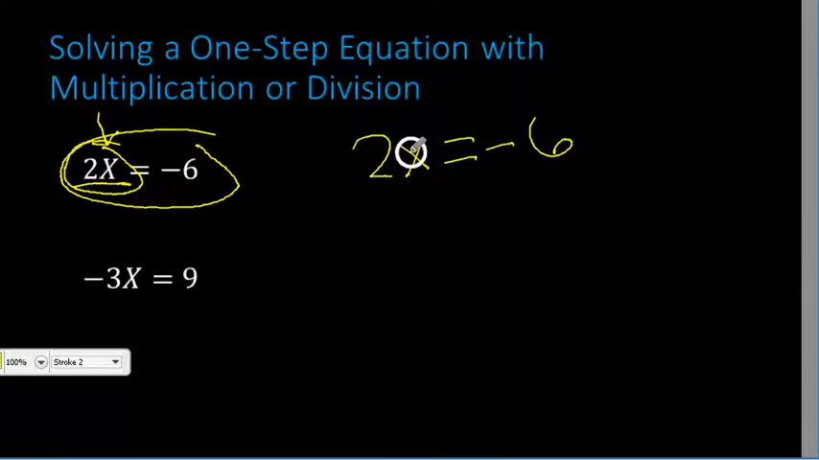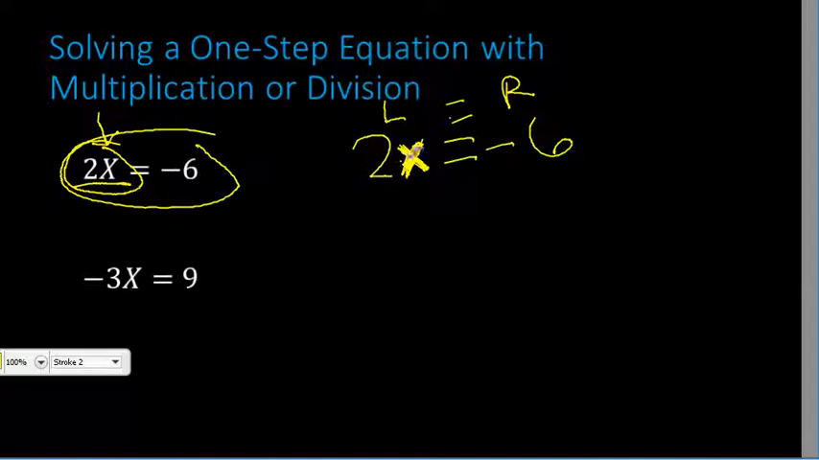Okay? So we have 2 times x equal to negative 6, and we want to make this just an x. We want to isolate this variable right here. We want to get this variable all by itself. And right now, this variable is on the left side of our equation. So in order to get the x all by itself, we're going to have to get rid of the 2. The way that we get rid of the 2 is by using inverse operations.